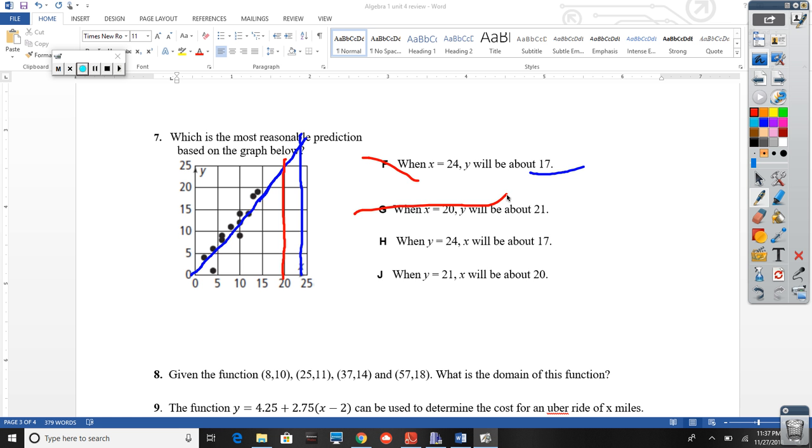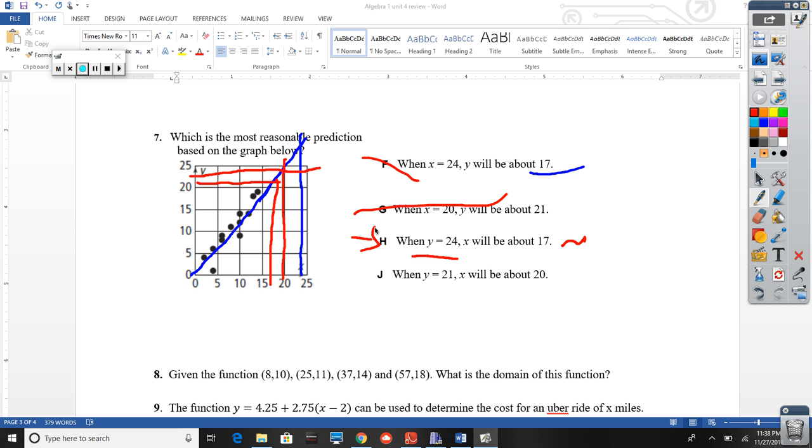24 again will be, no, now they're flipping it around. It says, well, y is 24. So if y is 24, they're saying that this is going to be about 17. That might work, right? Maybe. And then it says when y is 21, see right there, then x will be about 20. That one's a little bit more off because it's closer to the 15, right? So I'm going to go with H, even though it's a little bit iffy.